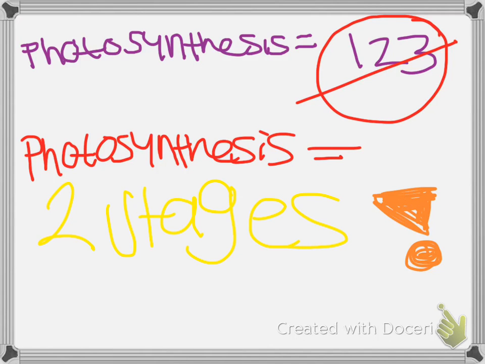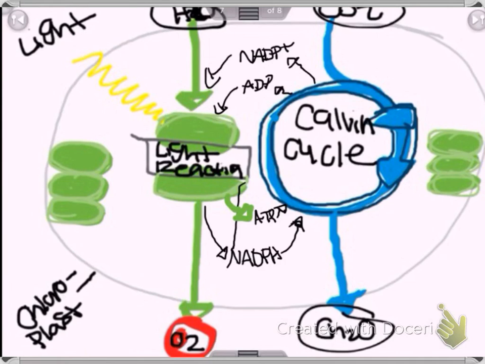So in order to make me, there are 2 stages. It's not like with you guys where it's just one stage and your parents like, 1, 2, 3, done. No, there are 2 stages to me: the light reaction and the Calvin cycle.